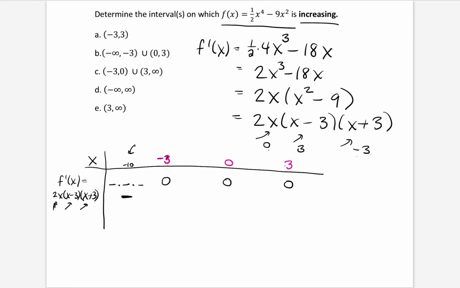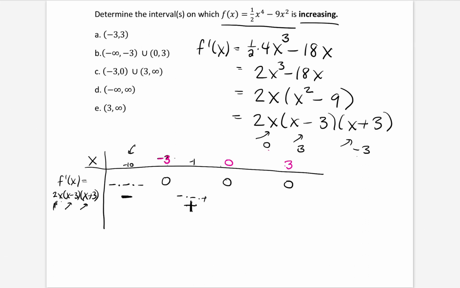Now what about between negative 3 and 0? Well, let's test negative 1. So when we put in negative 1, 2 times negative 1 will be negative. Negative 1 minus 3, that'll be negative. But now negative 1 plus 3, that's going to be positive. So we're going to have a negative times a positive, which will be positive. So our first derivative will be positive between negative 3 and 0.